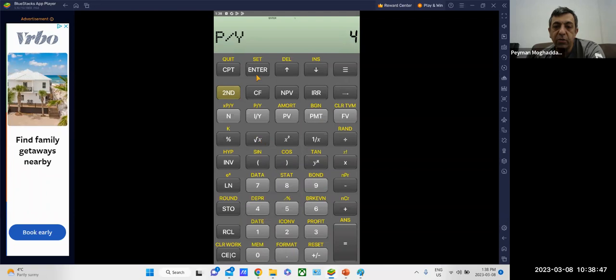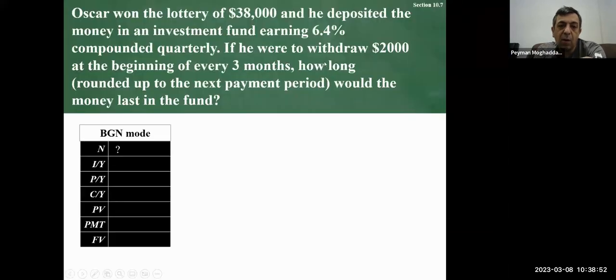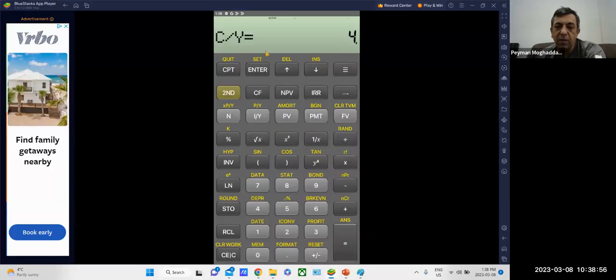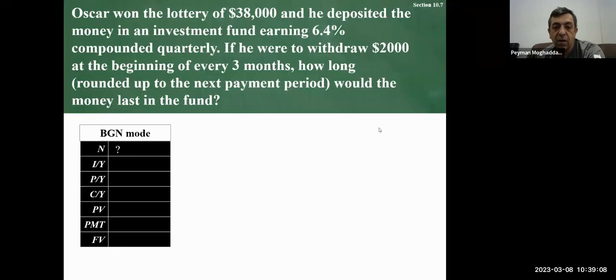So it's quarterly, so 4 payments per year, and C over Y, the compounding frequency, is going to be 4 as well, because it's quarterly. So now I've set everything. Now I just want to know what's the N. So N is going to be 22.83, as you find it here.